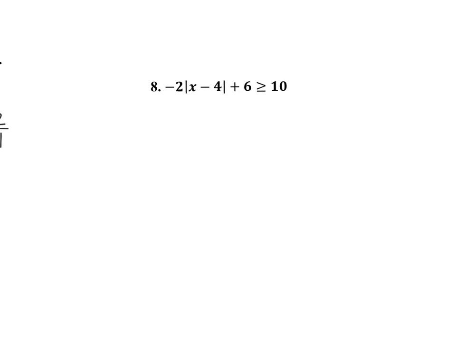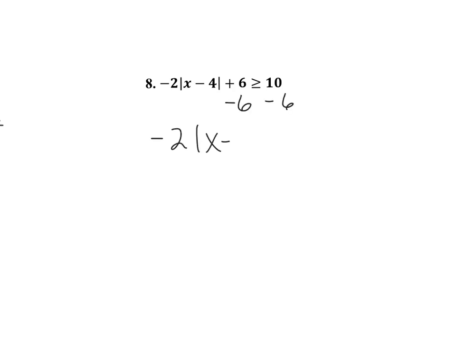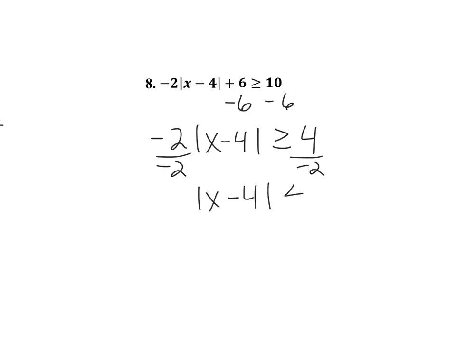That was nice. So this one right here, let's take a look at this one. We don't have the absolute value isolated, so let's go ahead and do that. So let's subtract 6. So I have negative 2x minus 4 is greater than or equal to 4. I'm going to divide by negative 2. Now, because I divided by negative 2, it's going to flip my sign. So I have less than or equal to negative 2.